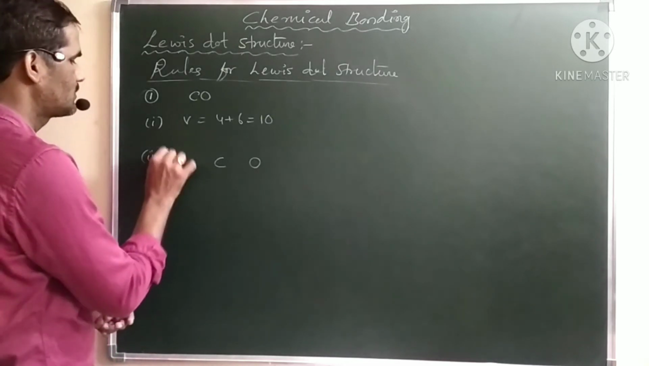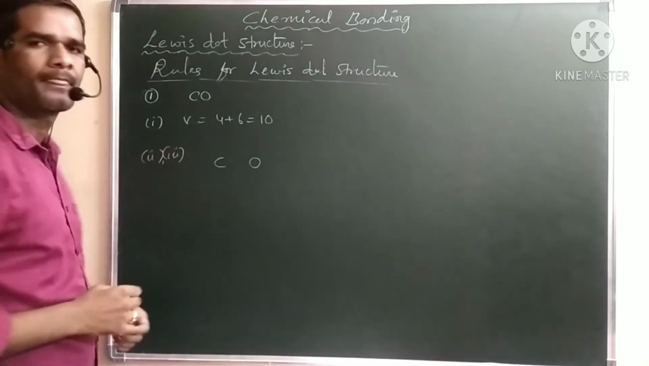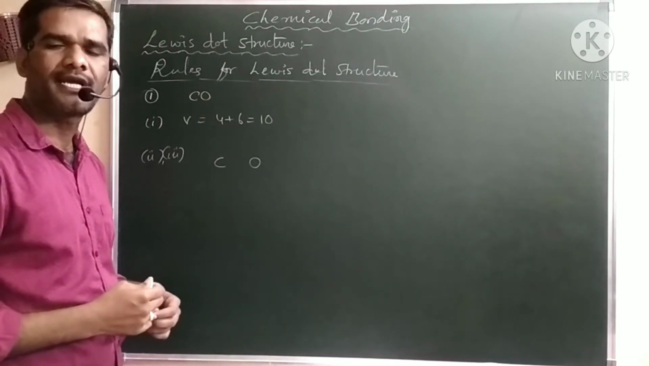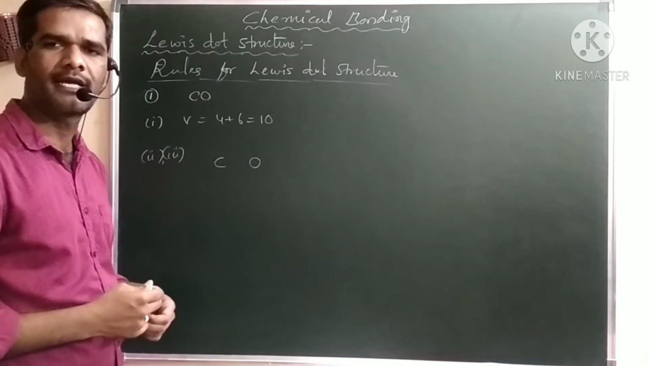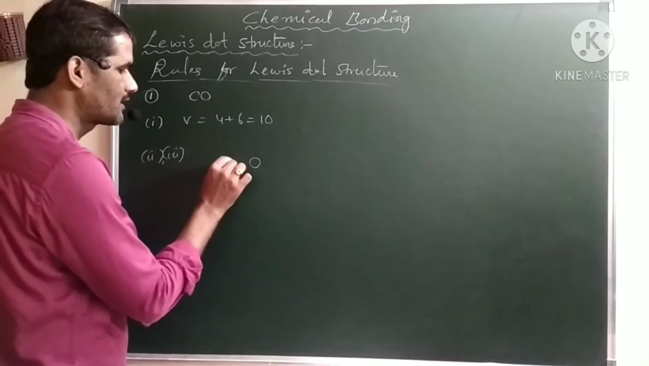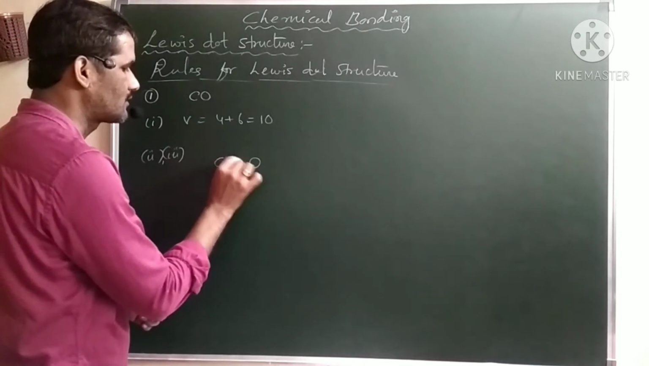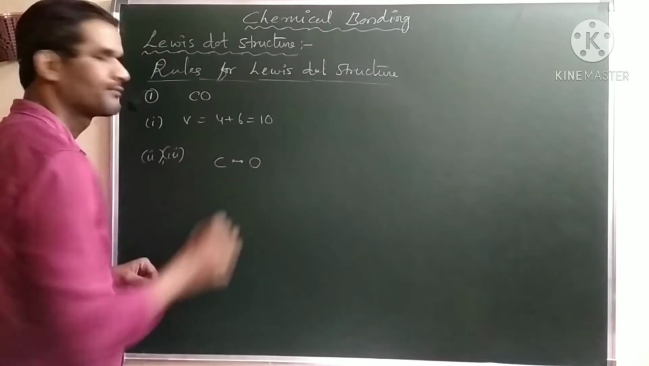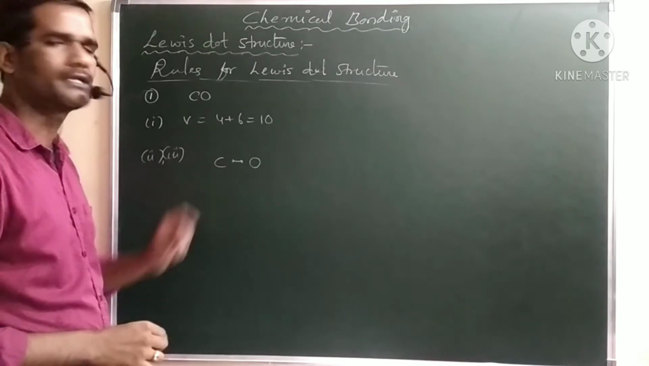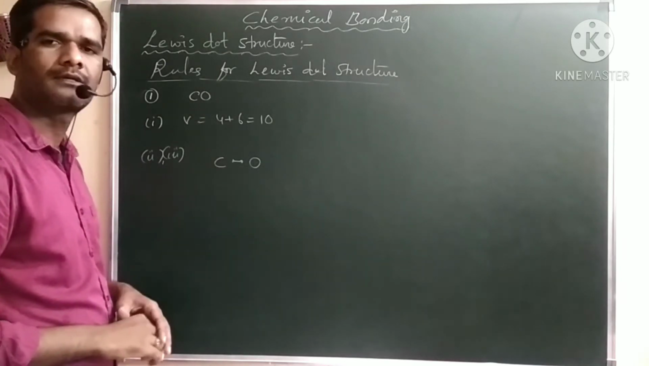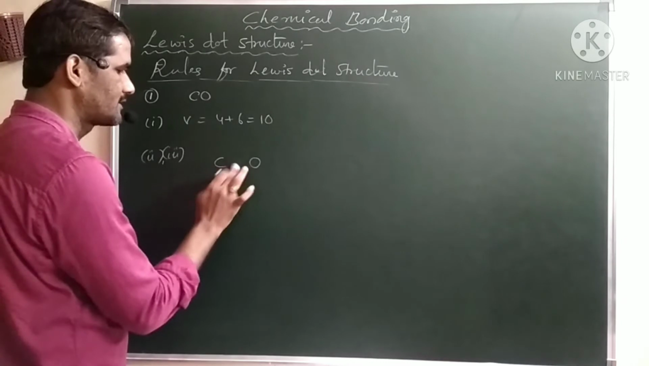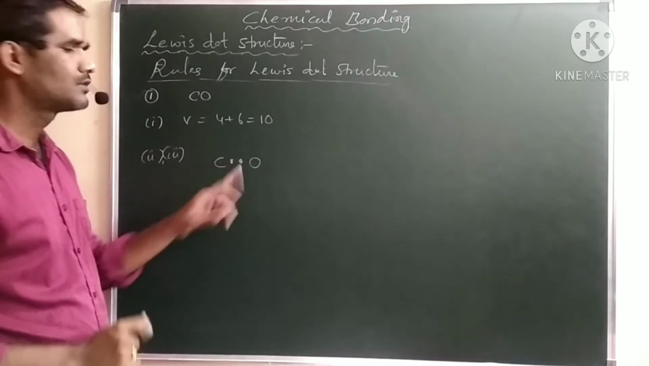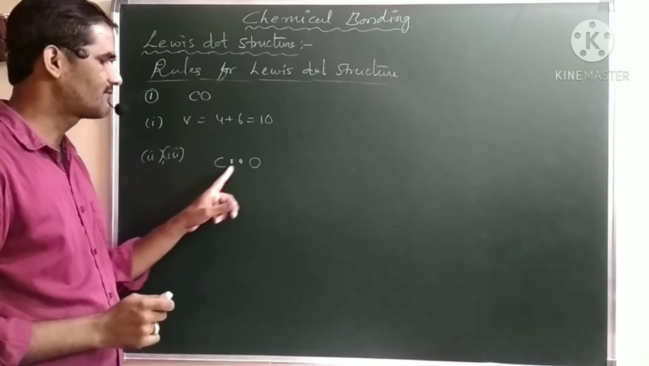Next, what is the third rule? After drawing this skeleton structure, you have to share the electrons by drawing a single bond. Here a single bond is nothing but a sharing of 2 electrons, and 2 electrons is nothing but 1 bond. So you can represent it like dots or like a bond. Let us go first with the symbolic. Now I shade 2 dots between the carbon and oxygen. It will form one single bond.